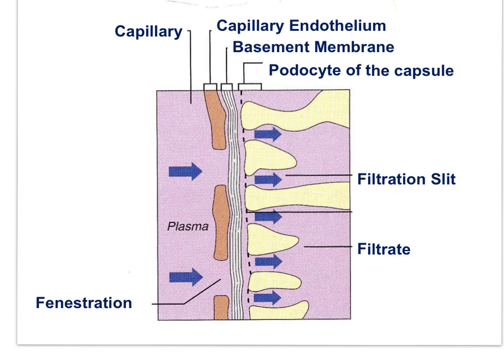ultrafiltration. In this diagram, the capillary with blood is here. Here is the opening in the capillary known as a fenestration. Here is the basement membrane, a protein fabric. And here are the slits formed from the podocyte membrane of Bowman's capsule. The fluid that is physically filtered from the blood is called filtrate and flows into the proximal convoluted tubule.